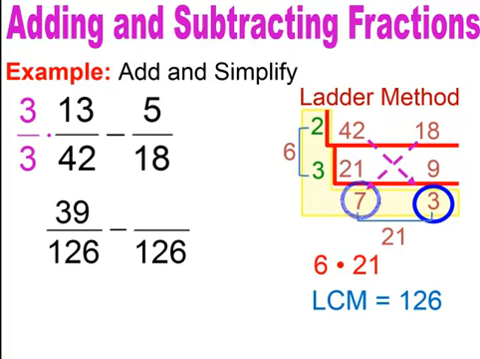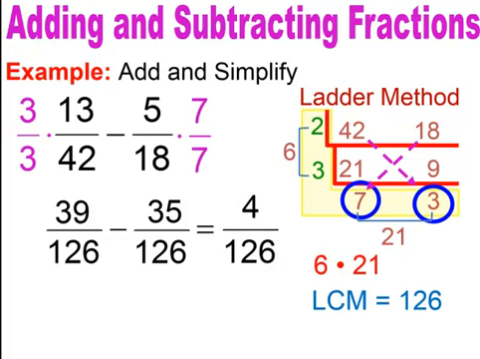Now the bottom diagonal number to 18 is what I multiply by to get 126. 18 times 7 will give me 126. So whatever I multiply the denominator by, I need to multiply the numerator. So in this case, I have 5 times 7, and I get 35. So now I have the common denominator, or like fractions, so now I can subtract. I'm going to subtract 35 from 39, and I'm going to end up with 4 over 126.